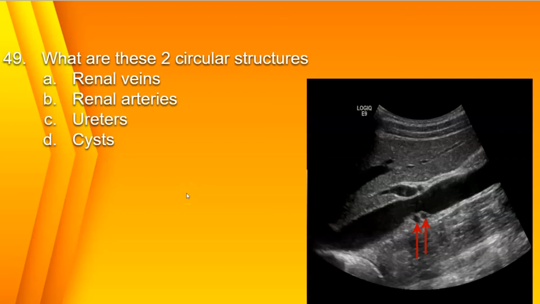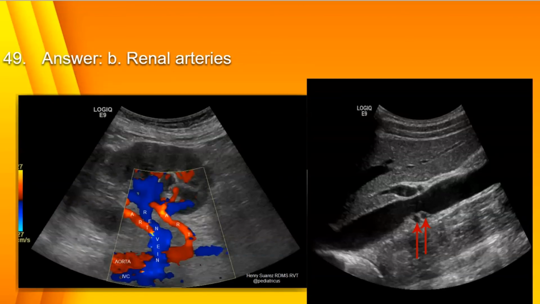Number 49. What are these two circular structures here, pointed by the arrow, posterior to this structure right here? A, renal veins, B, renal arteries, C, ureters, or D, cysts? The answer is B, renal arteries. So this is the inferior vena cava, or IVC.